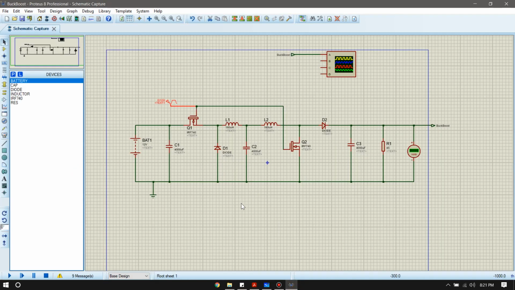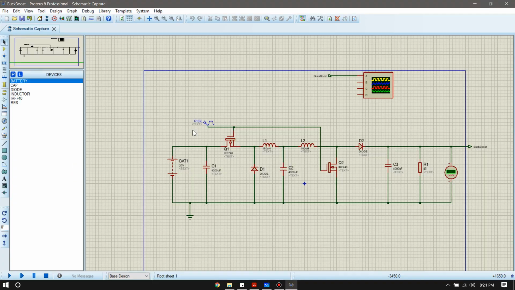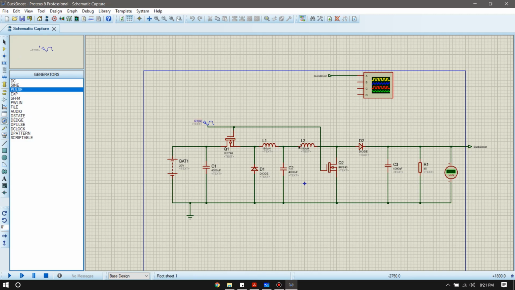Let's go to Proteus. So basically we're using the pulse generator. As I showed you before, it can be found in the generator portion. If you go to generator mode, then you can set pulse. And for the rest of the components, the names are given, and I think we're just using generic capacitors, resistors, and inductors, so that should be easy for you to find.